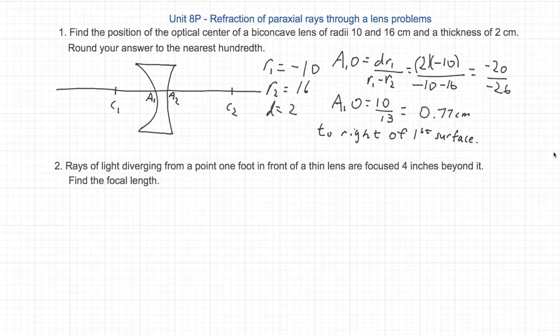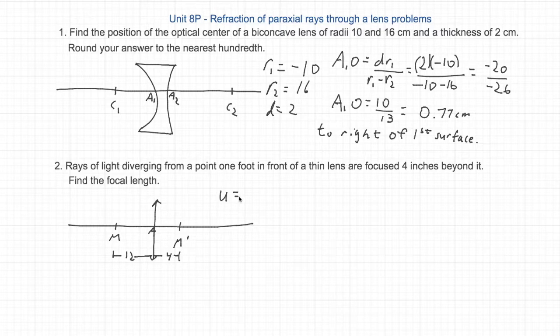Question 2, rays of light diverging from a point 1 foot in front of a thin lens are focused 4 inches beyond it. Find the focal length. So we know that it must be a convex lens, a real object, M, forming a real image M prime. Vertex of the lens is A. Now U, remember, is a distance from A to M. It's a right to left direction, therefore it's -12 inches, and U prime is AM prime, a left to right direction, so that's a +4 inches.